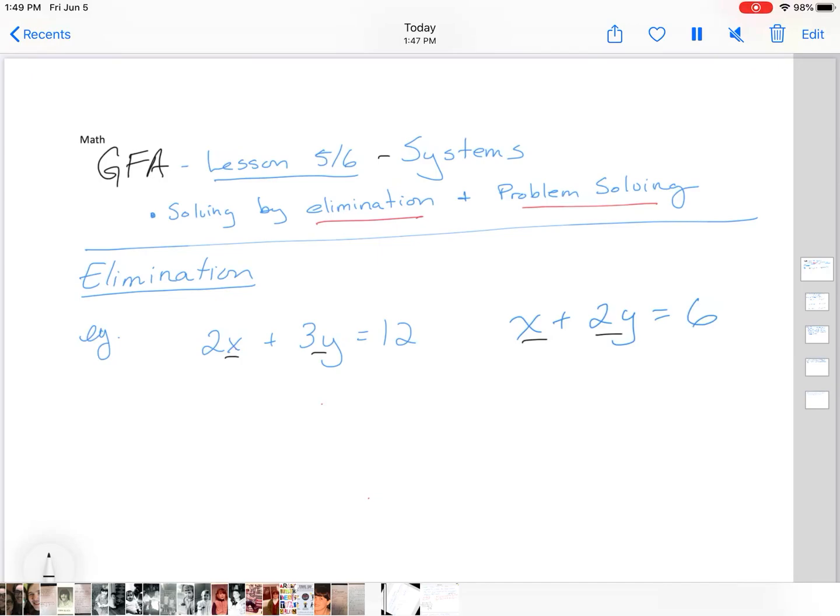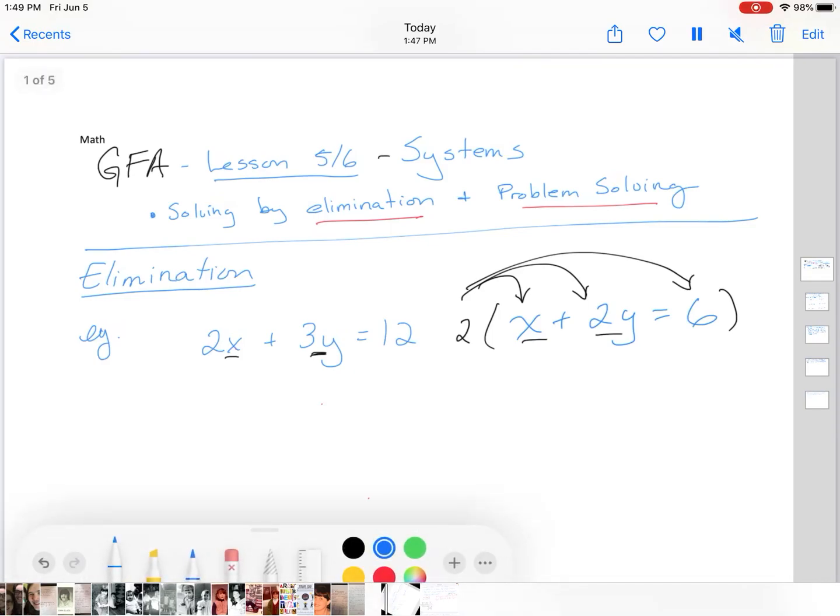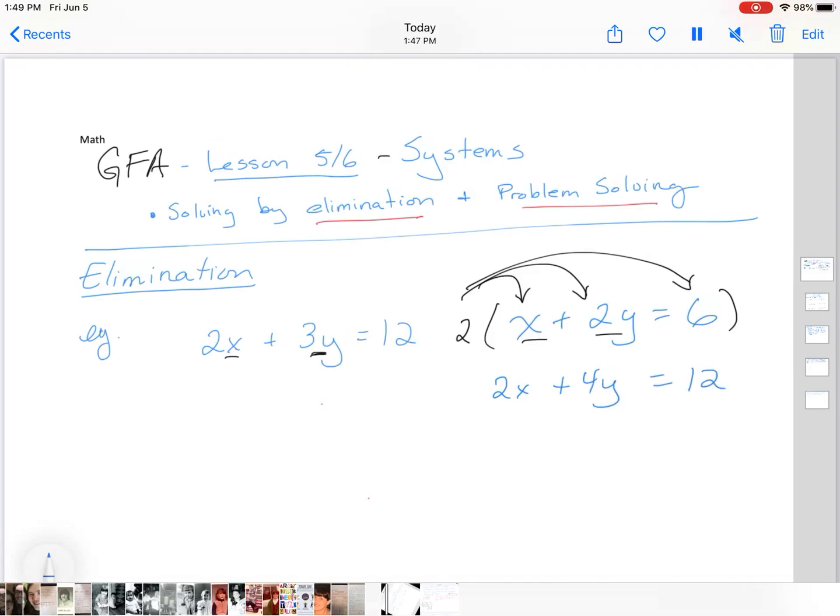Here we have 2x plus 3y, x plus 2y. We want to make sure we have similar coefficients. Right now we don't. So in order to solve this, we're going to have to multiply the second equation by 2. Now remember, you have to multiply everything by 2 in order to solve the equation. So here we get 2x plus 4y equals 12. Now we can use both these equations, and we can use elimination.